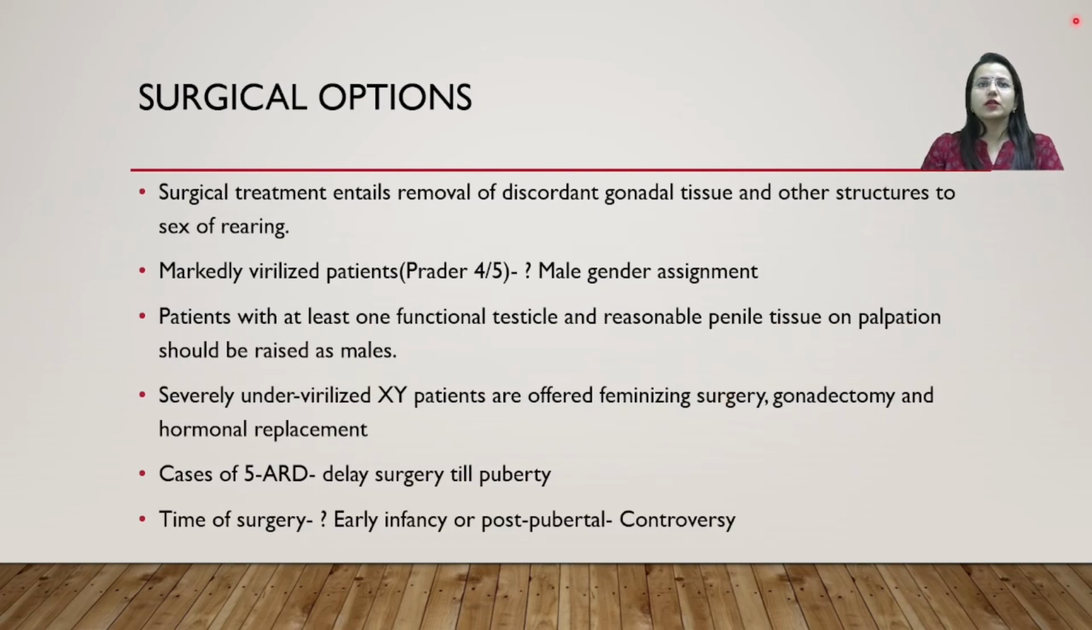As far as the surgical options are concerned, it is said that the discordant gonadal tissue should be removed and sent for biopsy. While there is a controversy for markedly virilized patients, whether a male gender should be assigned to them or not, at times this is being debated. To assign a child as male, one functional testis and reasonable penile tissue is a must.